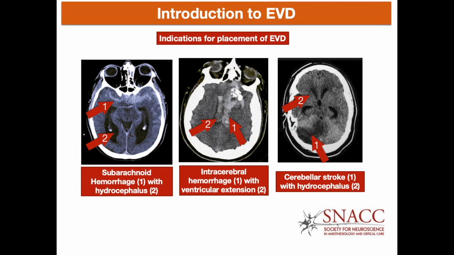Here are three axial CT scans representing disease processes that commonly require EVD placement. On the far left, aneurysmal subarachnoid hemorrhage resulting in hydrocephalus. In the middle tile, intracerebral hemorrhage with intraventricular extension. And on the far right, acute ischemic stroke in the cerebellar region that oftentimes leads to obstruction of the fourth ventricle and obstructive hydrocephalus.